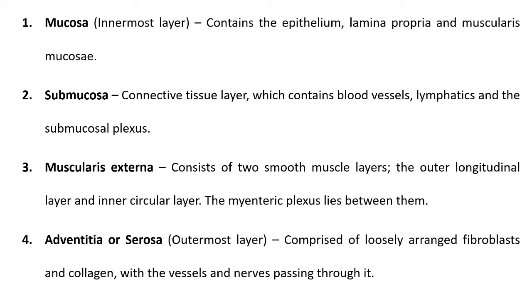Muscularis externa consists of two smooth muscles, longitudinal and circular muscle. These help in the process of peristalsis movement, that is contraction and relaxation. The outermost layer, adventitia or serosa, comprises loosely arranged fibroblasts and collagen and again epithelial tissue.